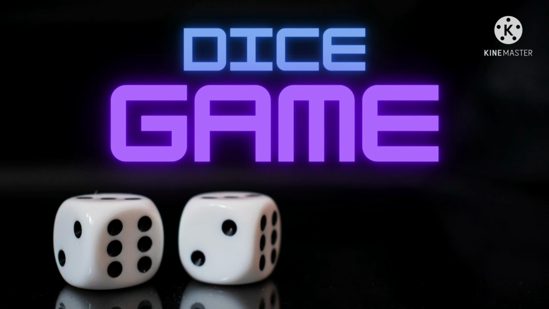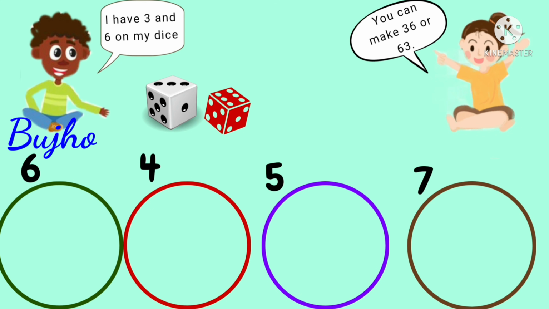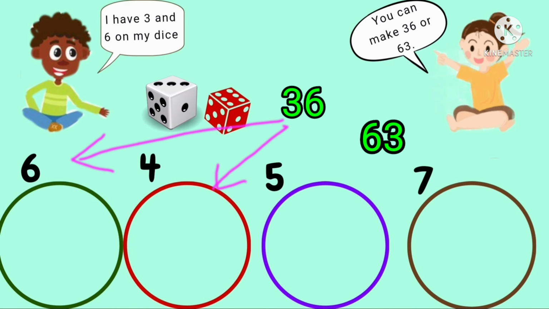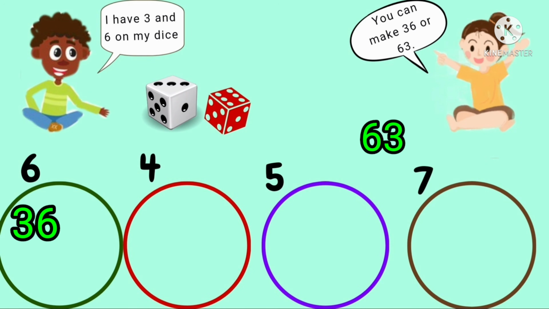Children, you can play a dice game based on multiples as these two children, Bujo and Paheli, are playing. Bujo threw the dice and said, I have 3 and 6 on my dice. From these two digits, he can make the numbers 36 and 63. Since 36 is a multiple of 6 and 4, it can be written in the ring of 6 and 4. Similarly, 63 comes in the table of 7, so it will be written in the ring of 7.